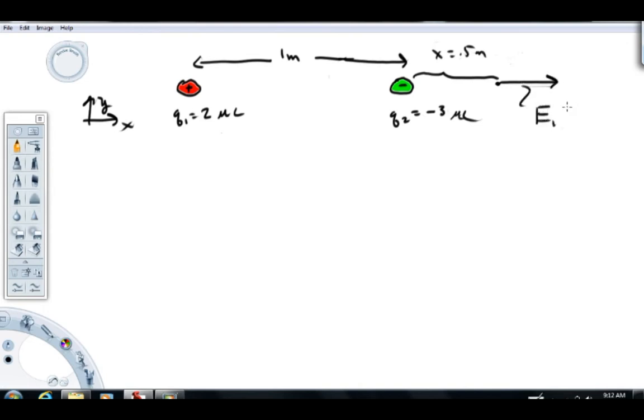And while I'm at it, I'm going to write down how that is going to be calculated. It's going to equal kQ1 over, now on the bottom we need the distance from here all the way to this point right here. So that is the distance we need for that calculation. I'm going to put 1 plus x, and that distance is being squared.